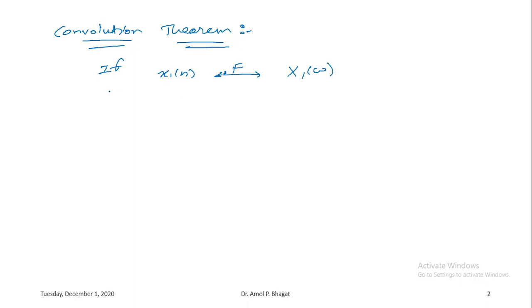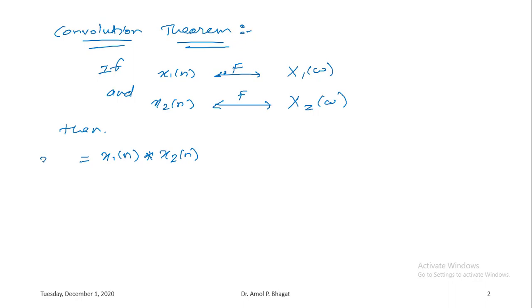X1 of omega and x2 of n with Fourier transform X2 of omega, then the convolution of these two discrete time signal, that is x1 of n convolved with x2 of n, so its result we can indicate it as x of n, as the Fourier transform simply denoted as X of omega. So in Fourier domain, this convolution will be simply the multiplication of their respective spectrum, that is X1 of omega and X2 of omega, respective Fourier transforms, right?